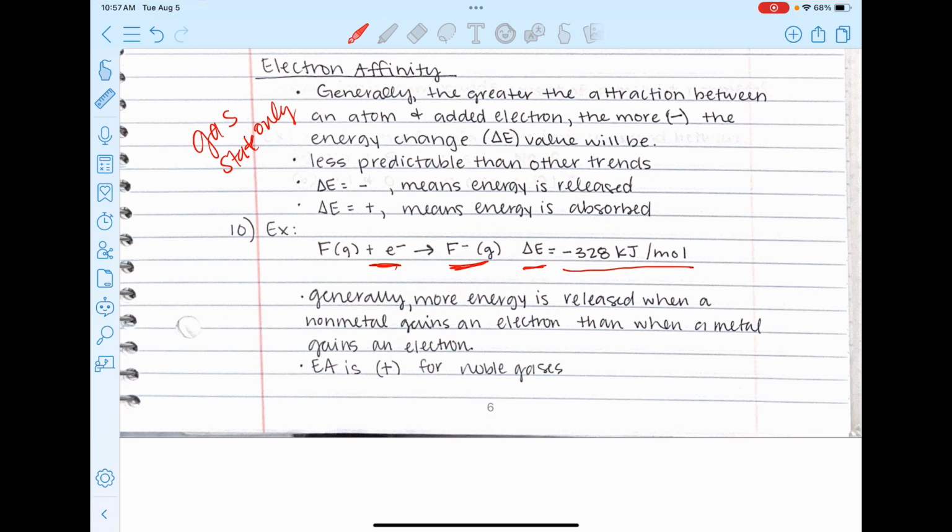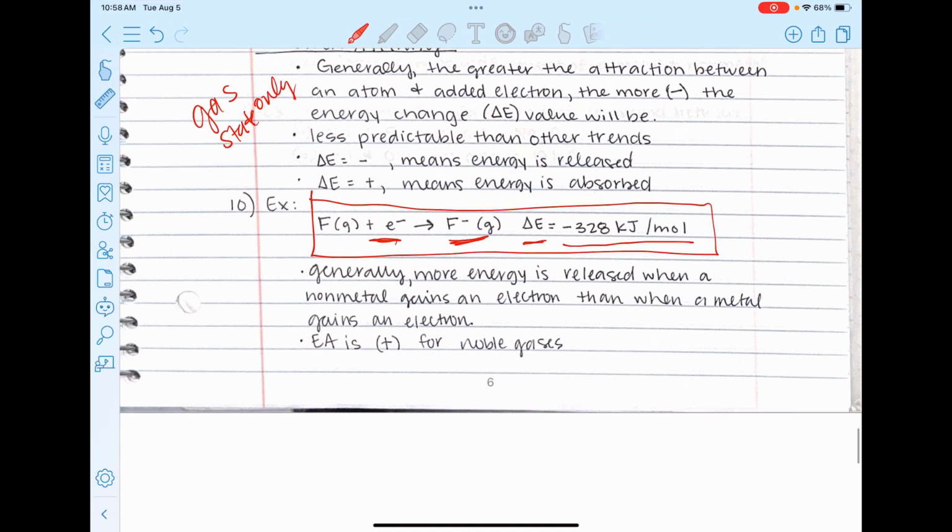So what you need to know is that generally more energy is going to be released when a non-metal gains an electron than when a metal gains an electron. Okay? And electron affinity tends to be positive for the noble gases. So a few little pieces of information to know. This is not as big of a topic, I would say, on your AP exam as, say, ionization energy or radius is, but still important. So this is an example of something you might see referencing electron affinity, and this concludes topic 1.7.